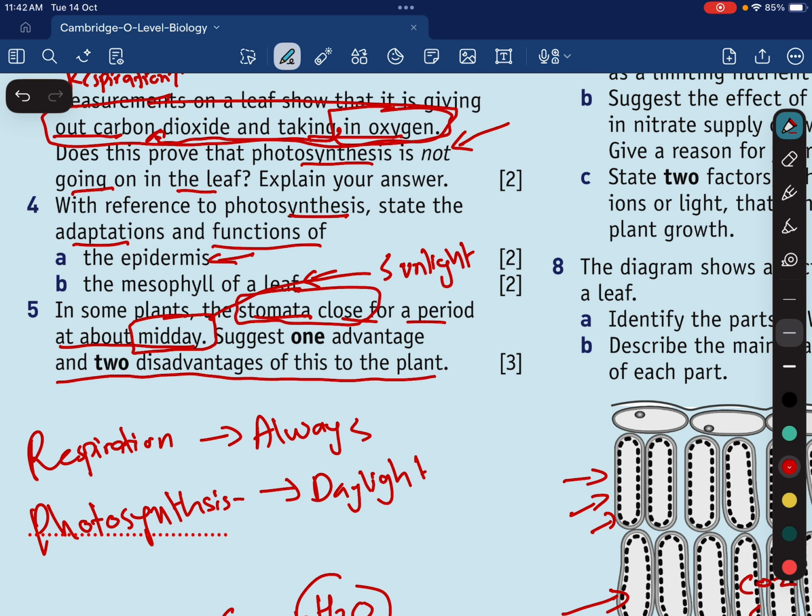Usually, this is probably some plants which are an exception, but usually, of course, when there's sunlight, the stomata are open, which helps carbon dioxide come inside the leaf. Now what you need to consider here is they're saying suggest one advantage and two disadvantages. At daylight, when it's hot, of course, just like humans, they sweat. The water is evaporated from the body just like that.